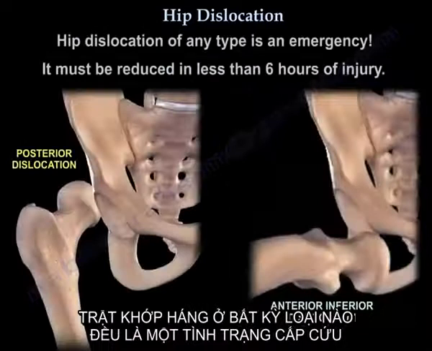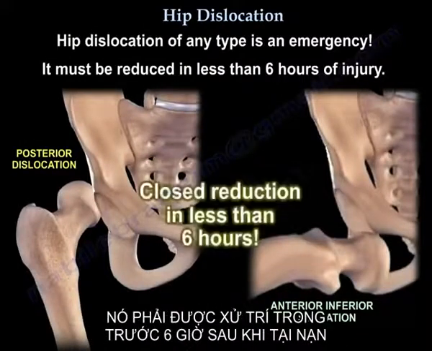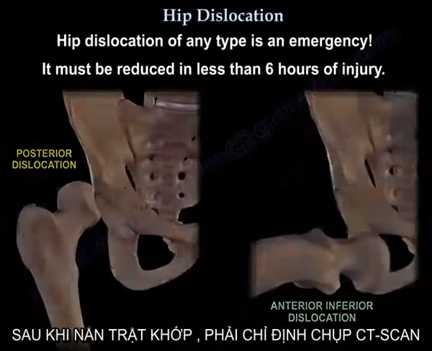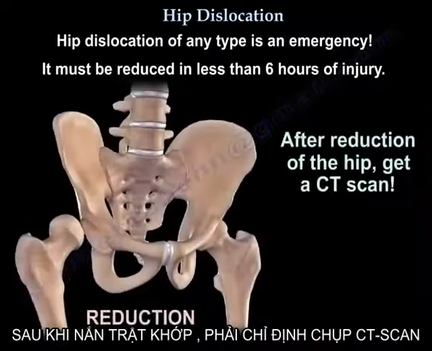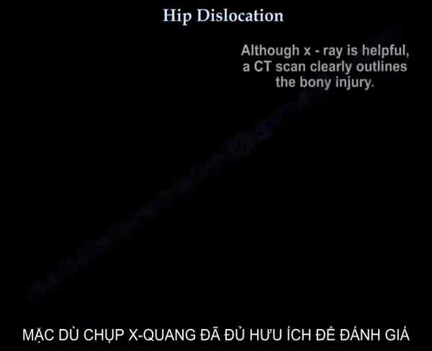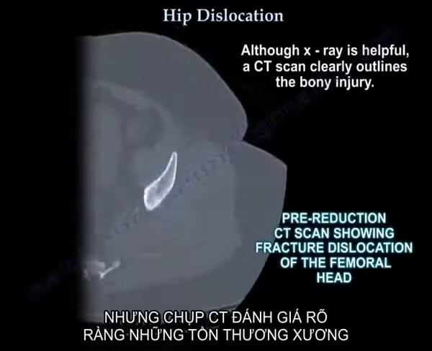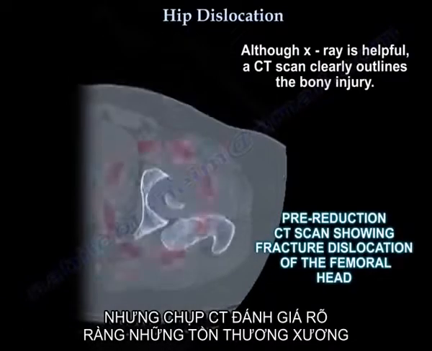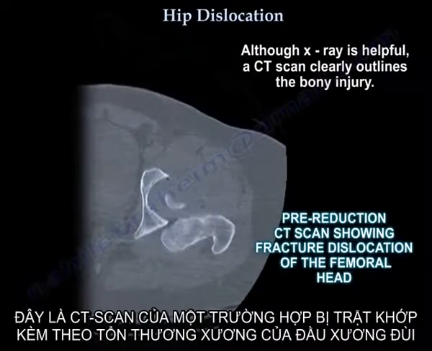Hip dislocation of any type is an emergency. It must be reduced in less than 6 hours. And after reduction of the hip, get a CT scan. Although the X-ray is helpful, the CT scan clearly outlines the bony injury. Here is a pre-reduction CT scan showing a fracture dislocation of the femoral head.